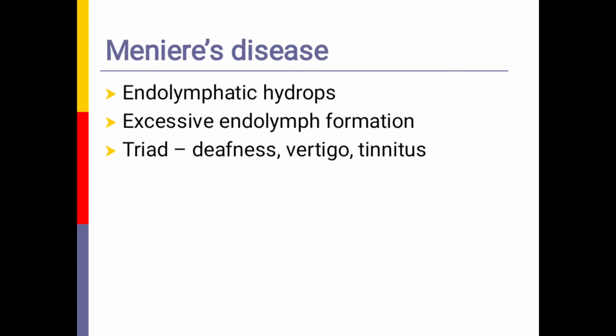Meniere's disease is called endolymphatic hydrops, where there are disturbances in the fluid formation in the inner ear. Here there is excessive formation of the endolymph, and the triad we notice here is deafness, episodic vertigo, and tinnitus.